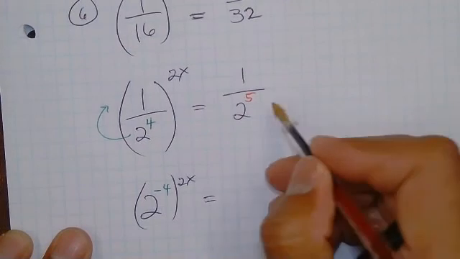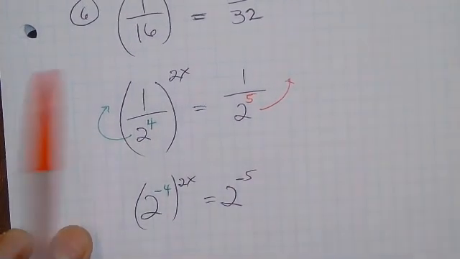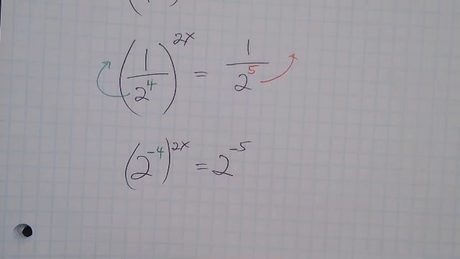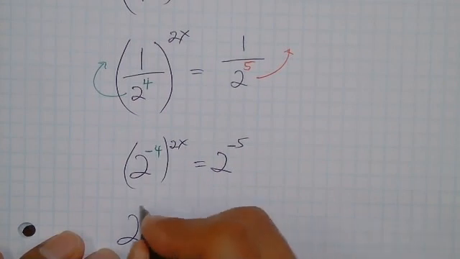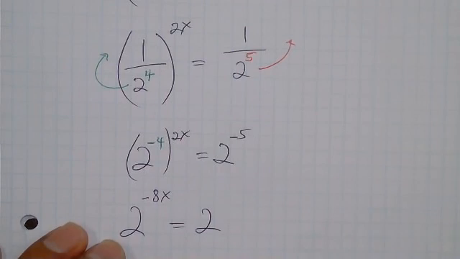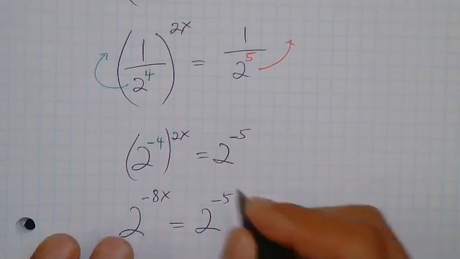All right. So we're going to get 2 to the power of negative, oh yeah, this is going to move up. 2 to the power of negative 4 raised to the 2x is equal to, and then this has got to move up too, right? So it's going to be 2 to the power of what? Did you guys get that? Is that right? Does that make sense? Yeah. All right, so then we're left with 2 to the power of negative 8x equals 2 to the power of negative 5.